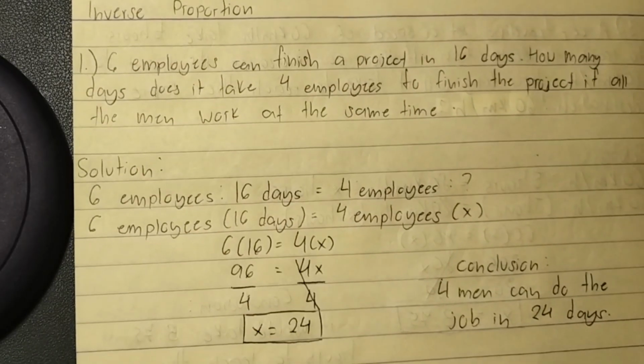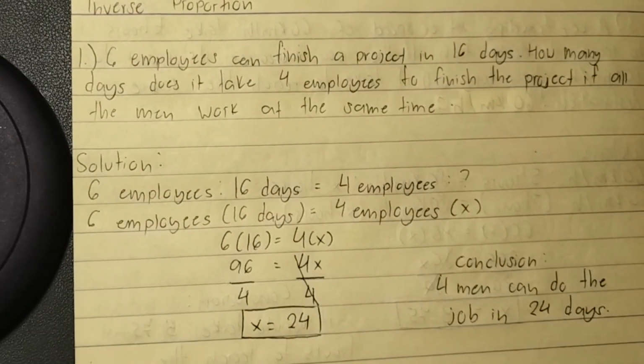Here is an example of an inverse proportion problem. 6 employees can finish a project in 16 days. How many days does it take for 4 employees to finish the project if all the men work at the same time?